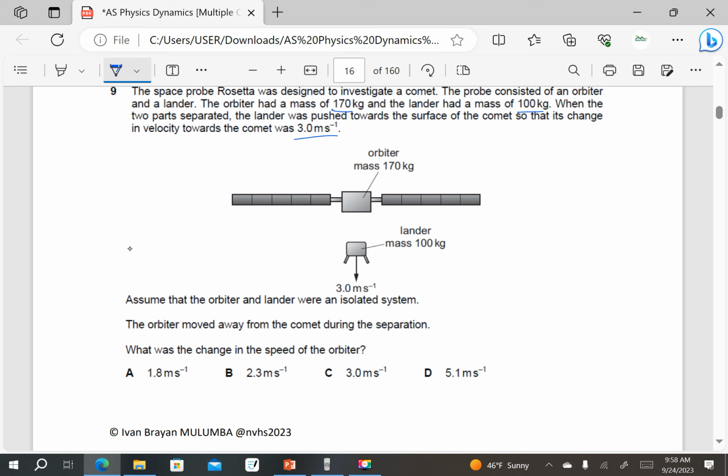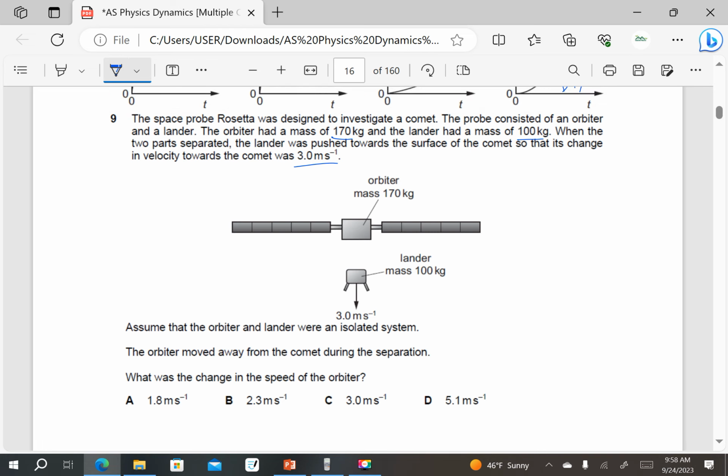Okay, we are going to simply conserve momentum. We are going to use conservation of momentum. What is the total momentum before? The total momentum before was the mass, 270 in total, that is 100 plus 170, times 0, because it was initially at rest. Then after this, the lander moves downwards, and then of course the other one moves in the opposite direction.